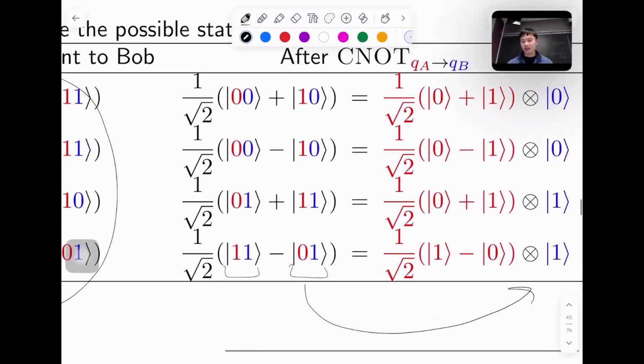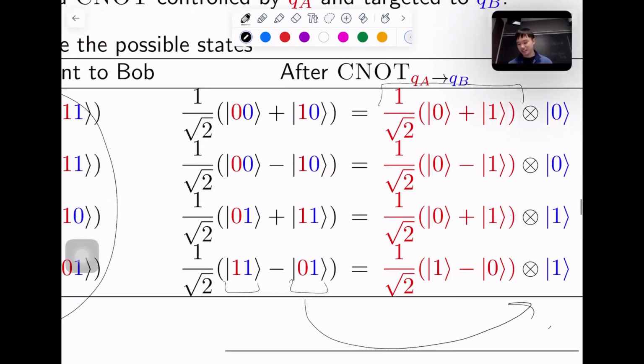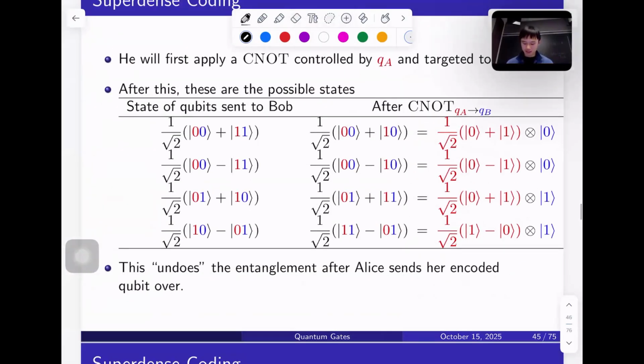And then after applying the C naught, we've ended up with them unentangled, right? Now the 2 qubits are independent, where the first qubit is in a superposition and the second qubit is a definite 0 or a 1. Okay, so we're starting to extract back out the classical information. You can see that 1 bit of it is stored in this register, this qubit. So this undoes the entanglement.